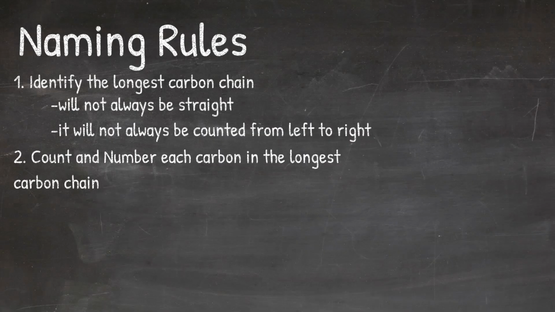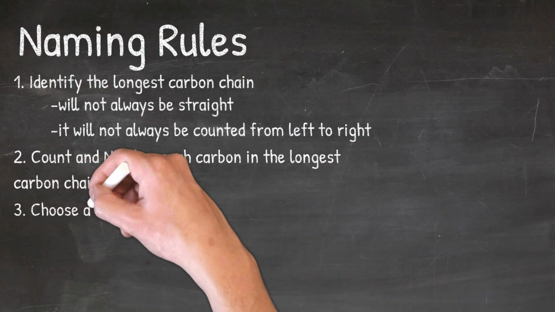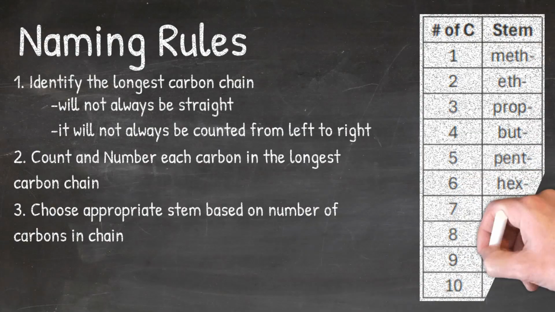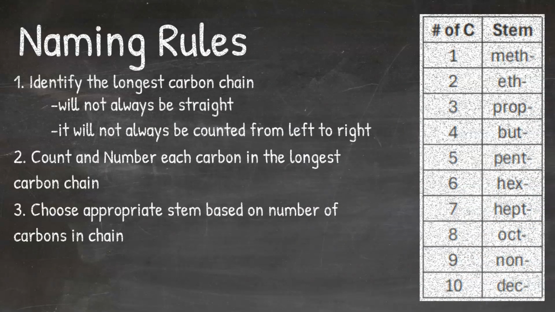Once we count and label the longest carbon chain, we will then use a specific stem that is related to the number of carbons in the chain. Here's a list of the stems we would use if we had an organic molecule with a carbon chain that contained anywhere from 1 to 10 carbons. For 1, we would use meth, for 2, we would use eth, and you can see all the way down to 10, we would use dec. These are the same stems that we use when naming alkanes or alkenes or any other organic structure, so it is a good idea to memorize them.